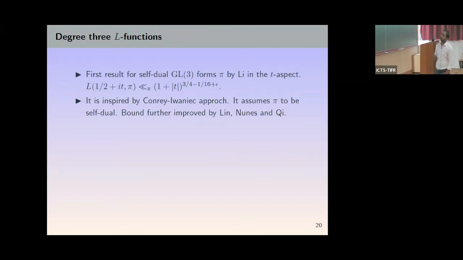This bound was further improved by many authors, and the latest bound is by Lin, Nunes, and Qi. Lin will be talking about this in his talk, so for more details, please follow Lin's talk.